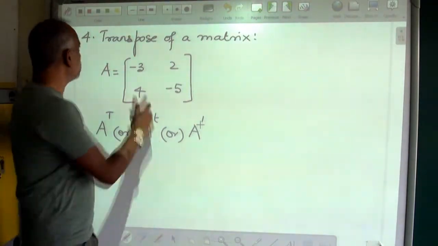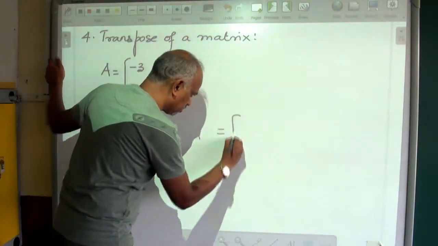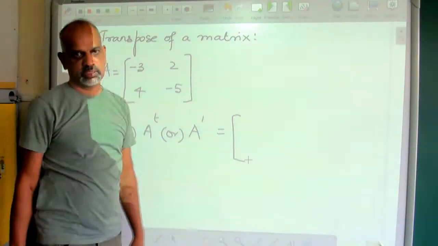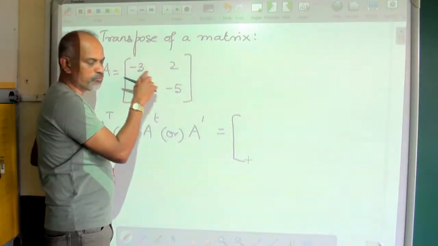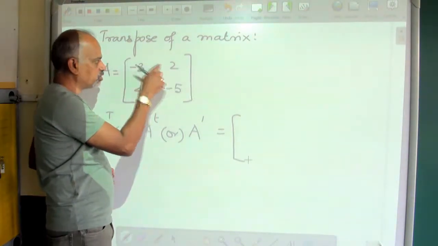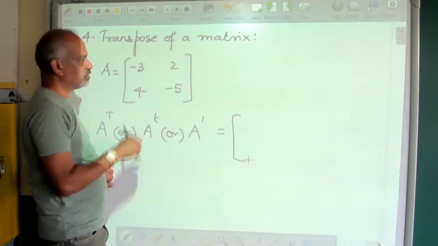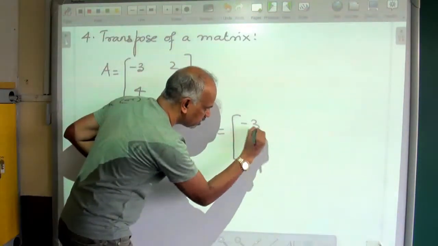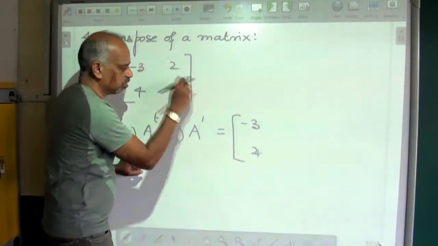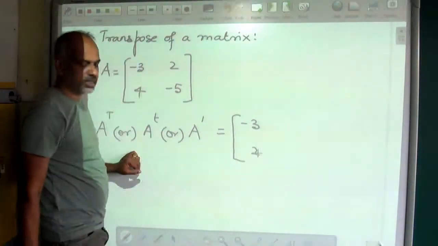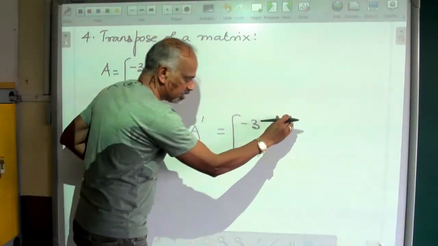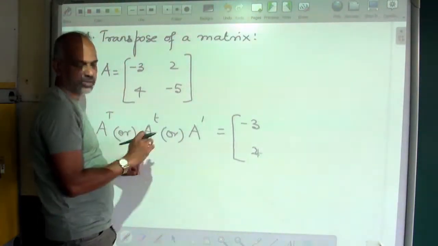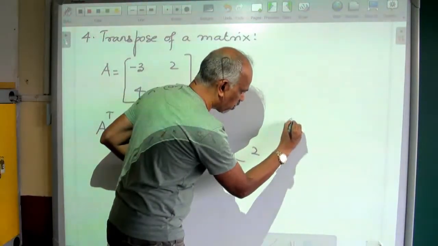Now, what you do in a transpose is you change the rows to columns. In the first row you have -3, 2. This becomes your first column here. So -3, 2 becomes the first column. So -3, 2. This has become like this. The second row becomes the second column. Second row here is 4, -5. This becomes the second column, 4, -5.